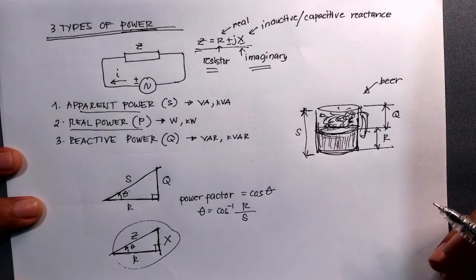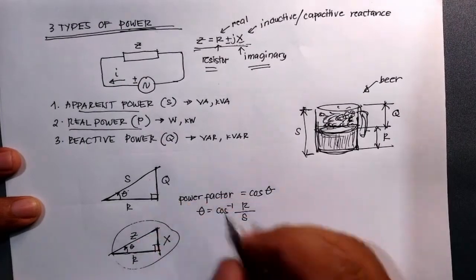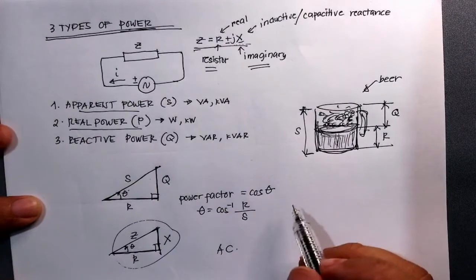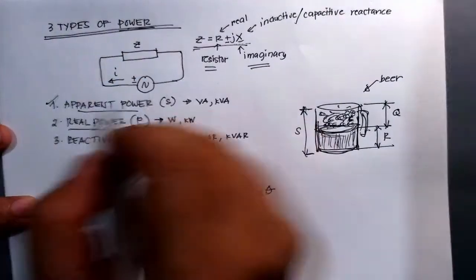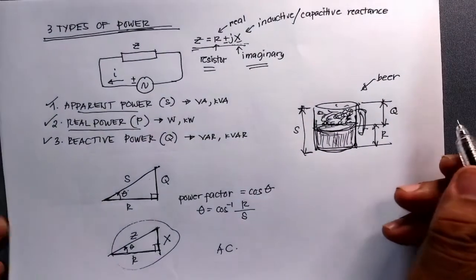So always remember that in alternating current, in your AC, you have three types of power: the apparent power, the real power, and the reactive power.